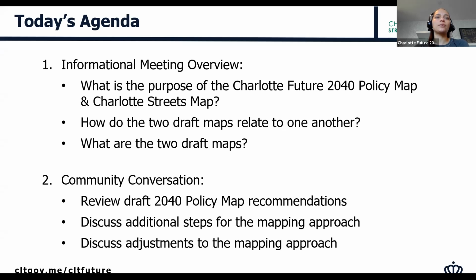For today's agenda, again, it's going to be split into two parts. The first part is an informational overview, and then the second part is intended to be a community conversation. For the informational overview, we'll be covering what the purpose of the Charlotte Future 2040 Policy Map and the Streets Map is, what the two draft maps are, and how they relate to each other. And for the community conversation, we'll review a draft of the 2040 policy map recommendations, and then we'll look at the maps to discuss any additional steps for our mapping approach, whether that needs to be changed or adjusted.